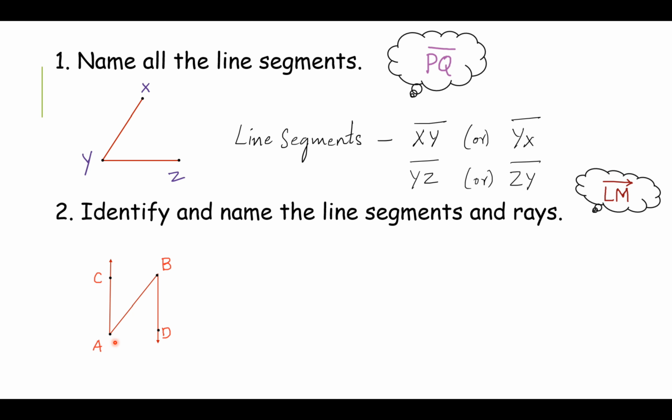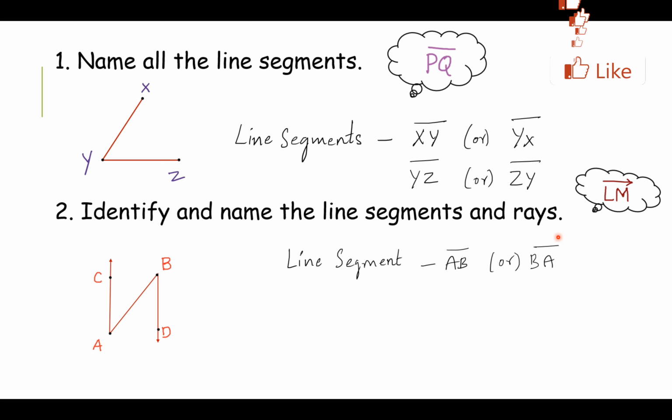If you observe the figure A, B, you have two endpoints, right? So AB is a line segment. You can write AB or BA. You no need to mention line segment like this. AB with the line segment symbol on top, this itself indicates that AB is a line segment. Now we are going to identify rays.